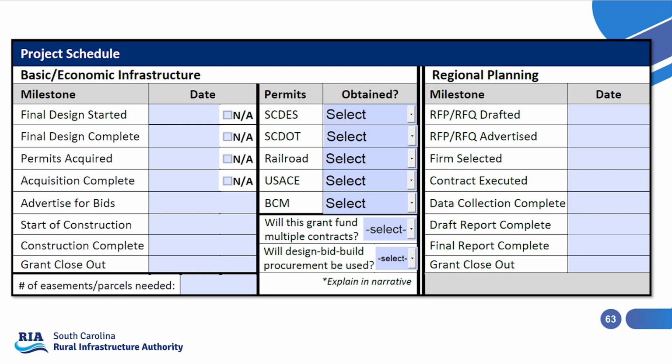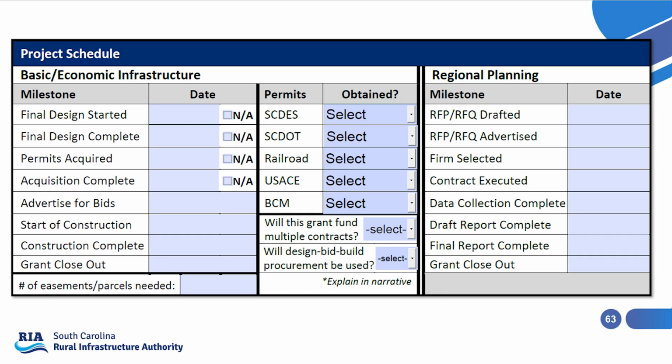For construction projects, you will need to provide some additional information about permits and acquisition. You also need to tell us if the project will be split into multiple construction contracts. If so, you'll need to explain the reason for that in the narrative. You also need to indicate if you plan to use any alternative procurement method.